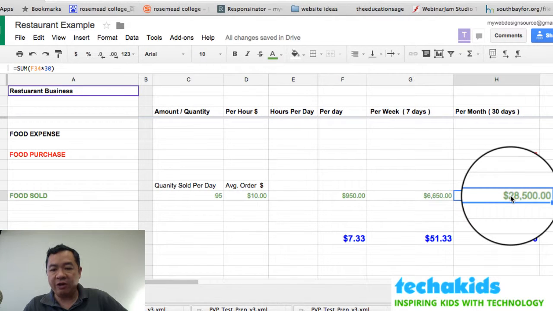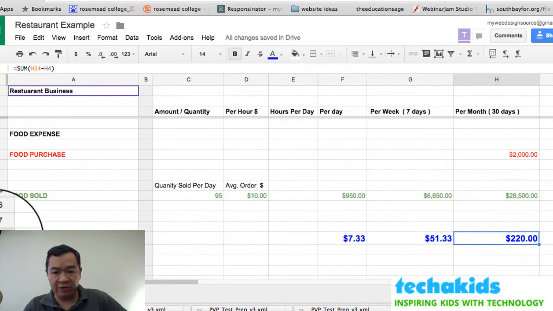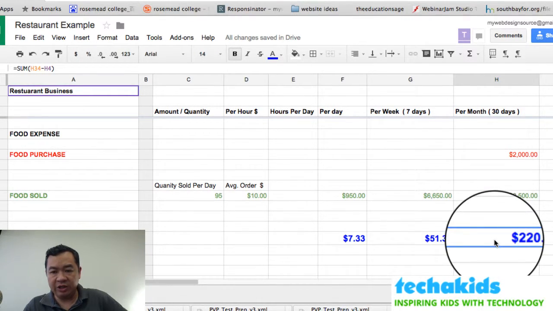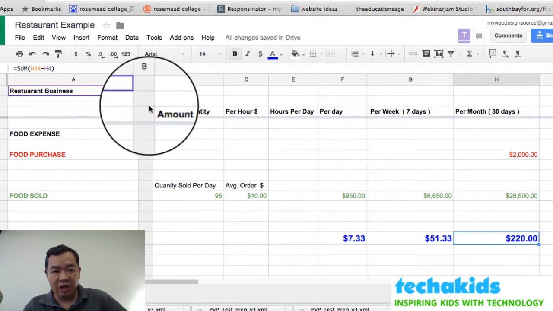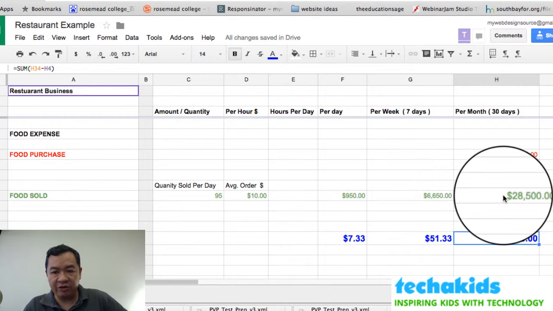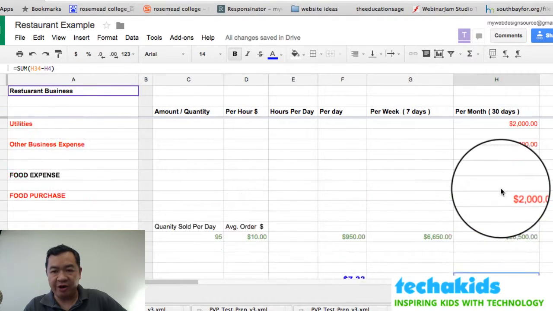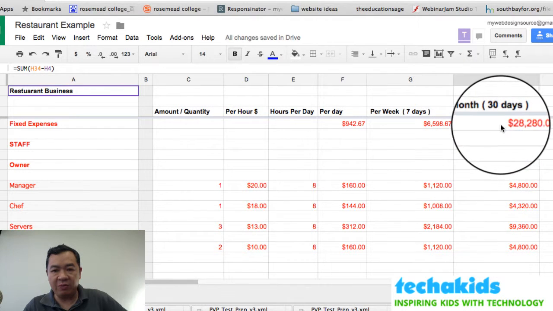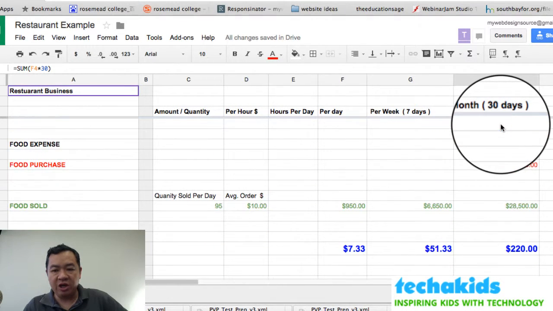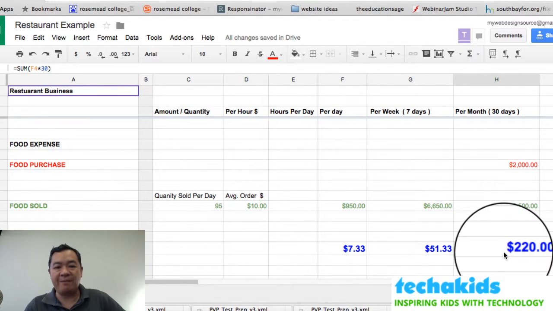So how are you going to find out your profit margin? In this calculation right here, see this profit, what I did in this one, again, was use the sigma sign, and you can see it's H34, which is 28,500, minus H4. Where is H4? H4 is all the way up here. That's H4. You come out with $220 in profit for the month.